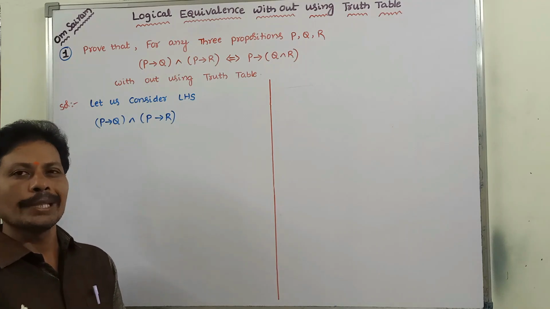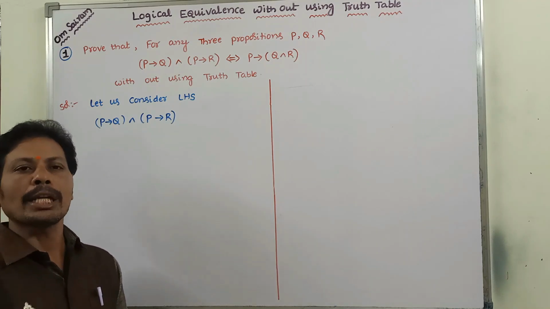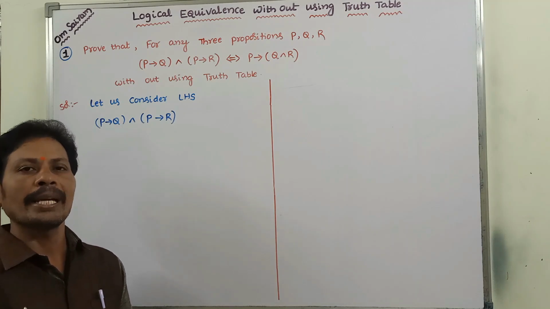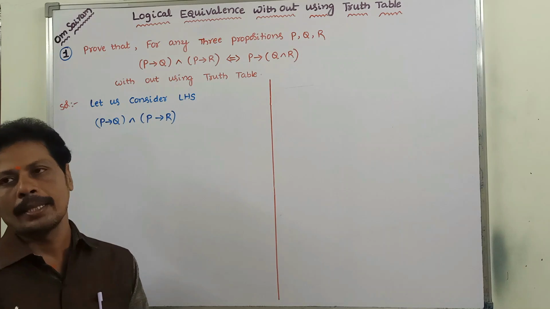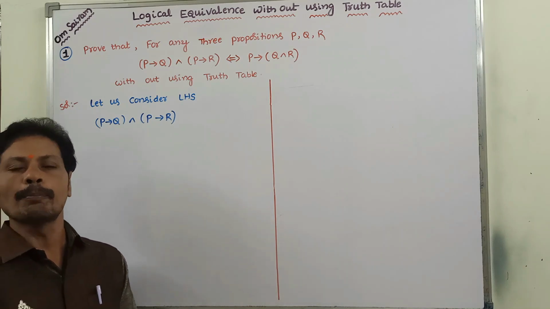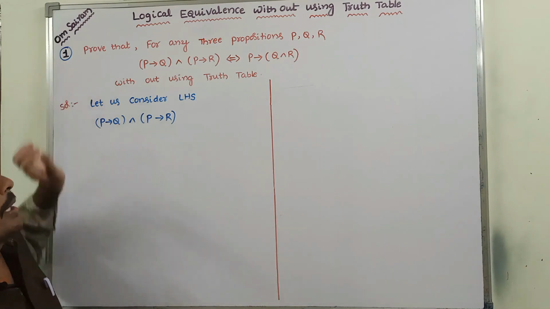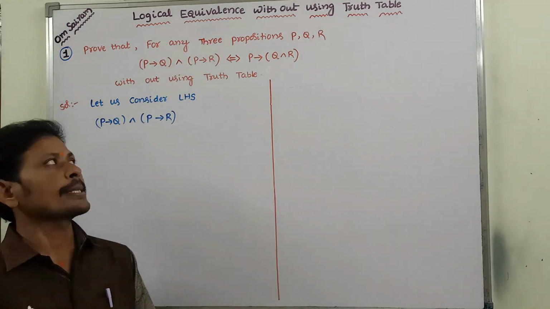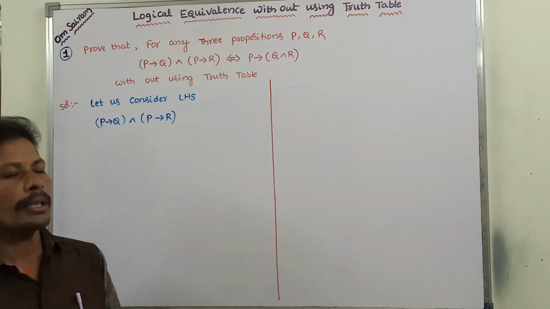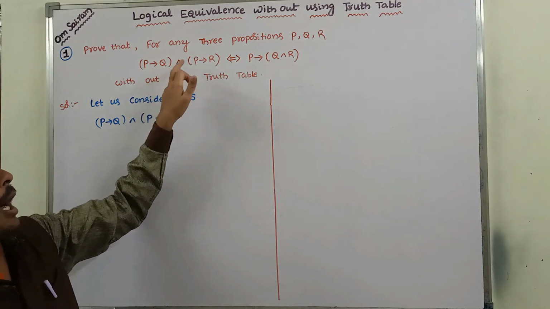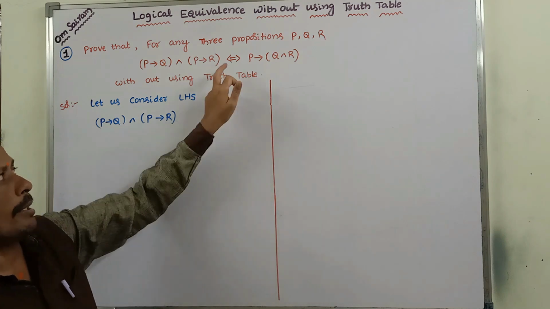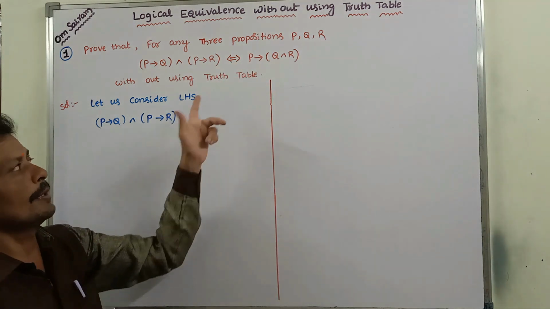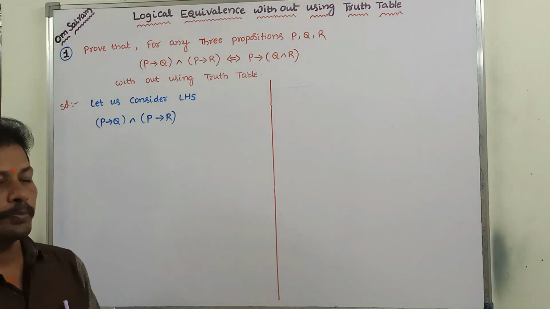Today we are going to discuss logical equivalence without using a truth table in the Discrete Mathematics and Graph Theory course with some example problems. The first problem is: prove that for any three propositions P, Q, R, (P → Q) ∧ (P → R) is logically equivalent to P → (Q ∧ R) without using a truth table.